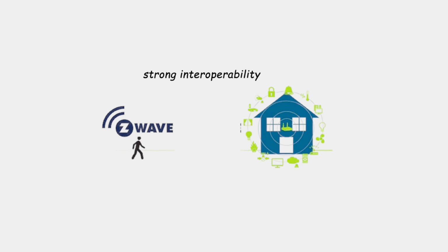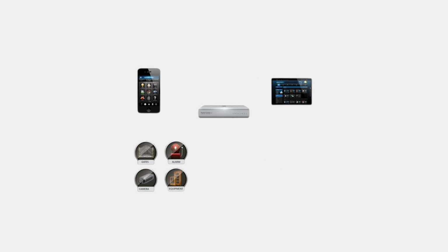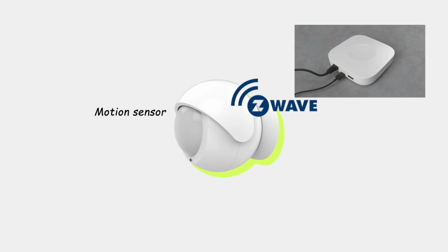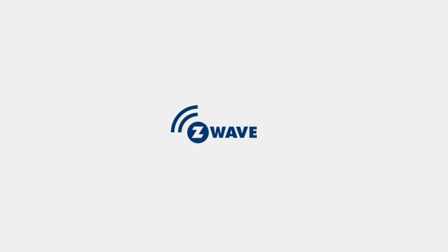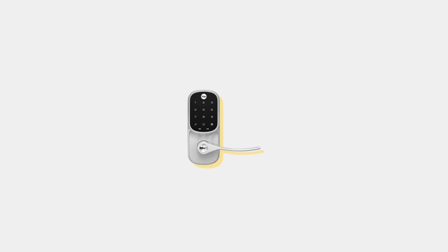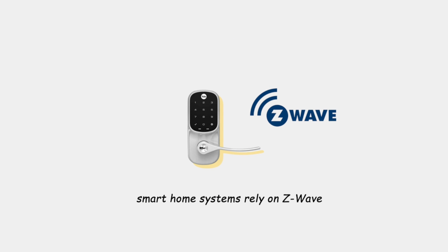It's known for strong interoperability. Z-Wave devices must meet strict standards, so a Z-Wave motion sensor from one brand can work with a Z-Wave hub from another. That's not always true with Zigbee. However, Z-Wave networks are a bit slower than Zigbee and can be more expensive due to licensing fees. Still, many professional smart home systems rely on Z-Wave for stability and long-term performance.